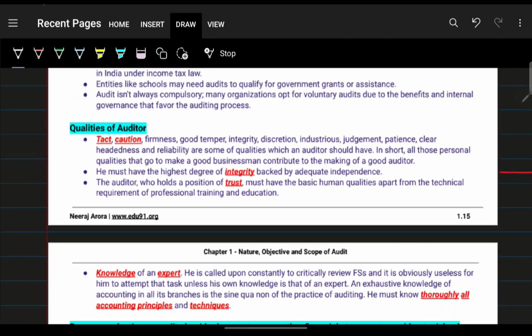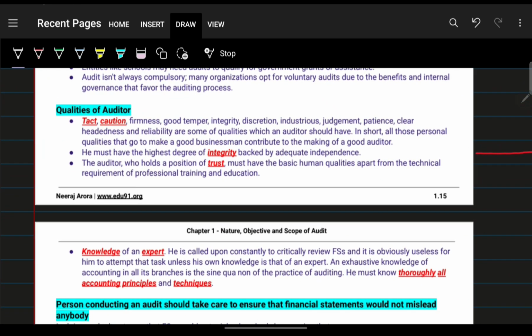Okay, next, we've covered this also. We'll just read through here. Tact, caution, firmness, good temper. Integrity, judgment, patience, and clear-headedness. Okay, next, and you must have integrity, trust.